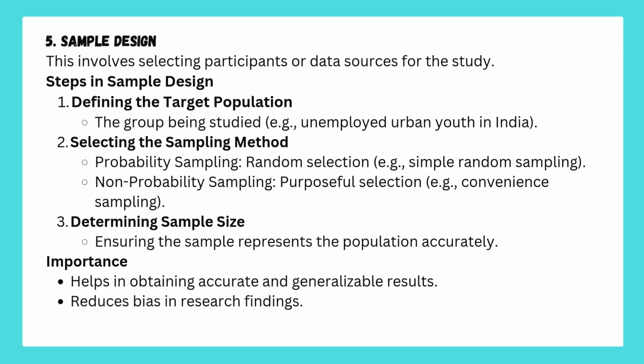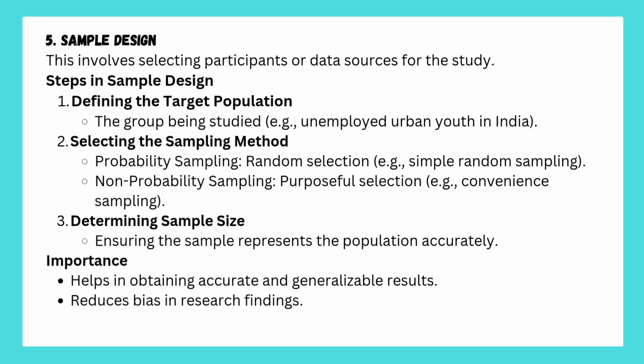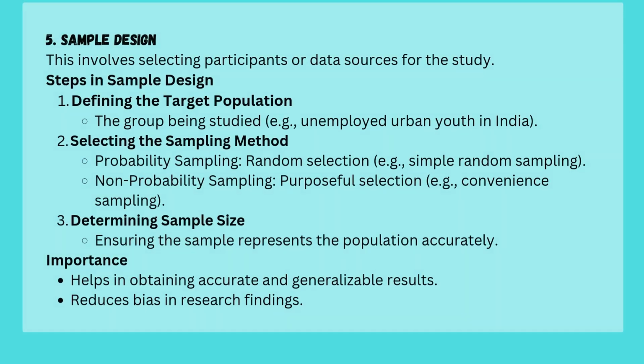5. Sample design. This involves selecting participants or data sources for the study. Steps in sample design. Defining the target population. The group being studied, e.g., unemployed urban youth in India. Selecting the sampling method. Probability sampling, random selection, e.g., simple random sampling. Non-probability sampling, purposeful selection, e.g., convenience sampling. Determining sample size. Ensuring the sample represents the population accurately. Importance. Helps in obtaining accurate and generalizable results. Reduces bias in research findings.